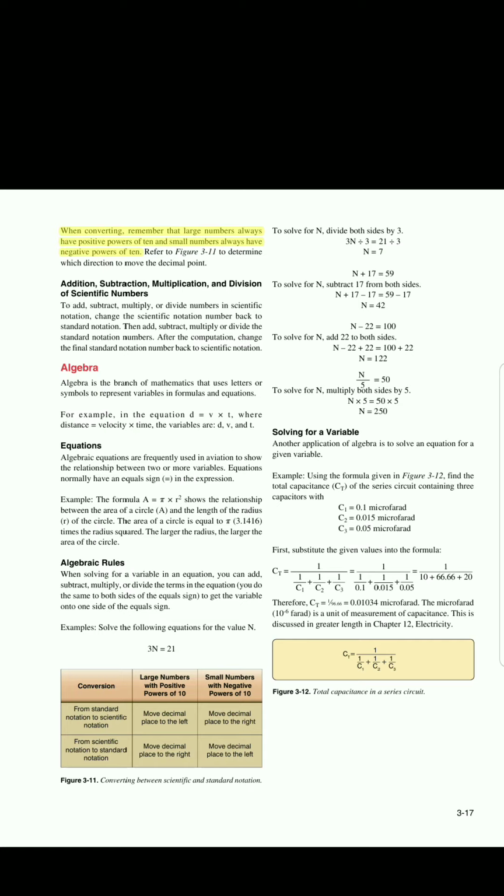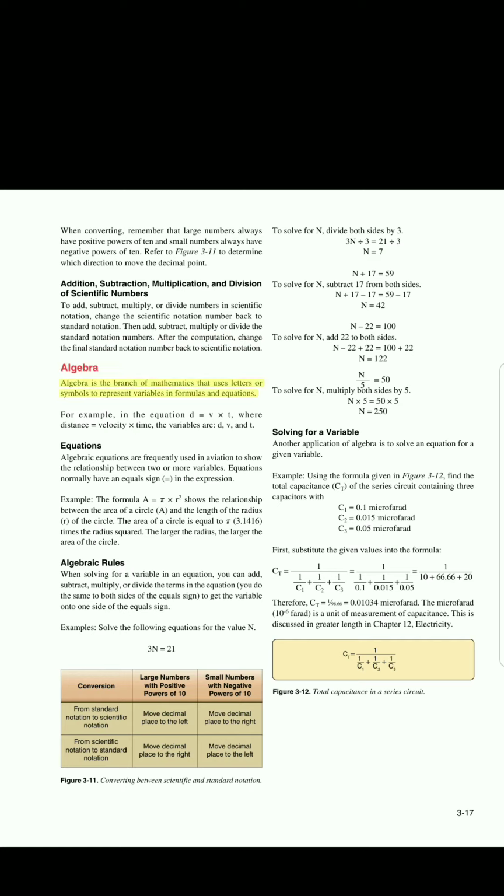powers of 10. Refer to figure 3-11 to determine which direction to move the decimal point. Addition, subtraction, multiplication, and division of scientific numbers. To add, subtract, multiply, or divide numbers in scientific notation, change the scientific notation number back to standard notation. Then add, subtract, multiply or divide the standard notation numbers. After the computation, change the final standard notation number back to scientific notation.